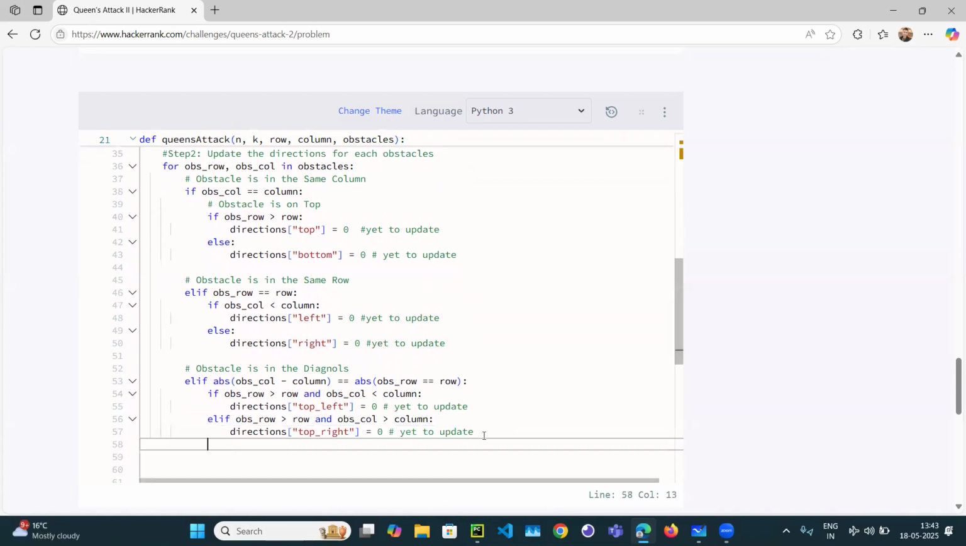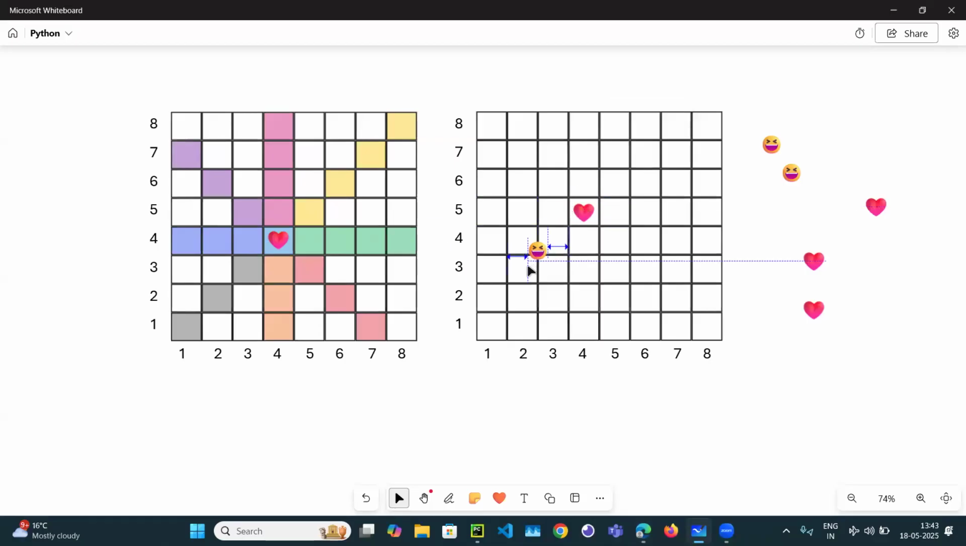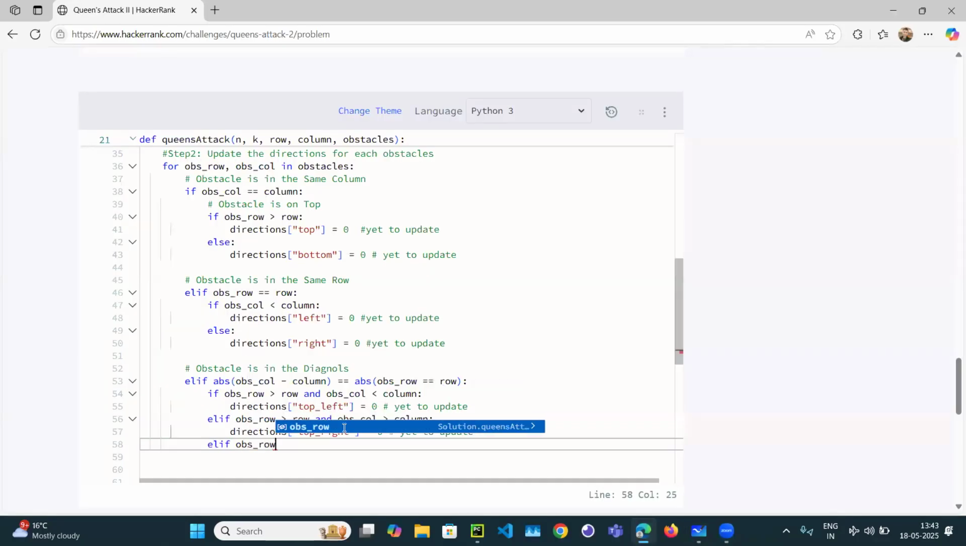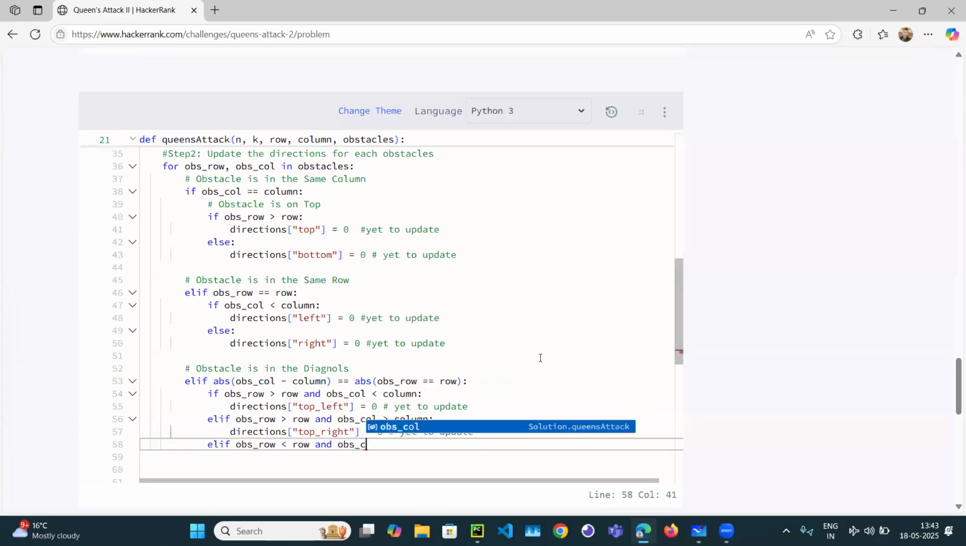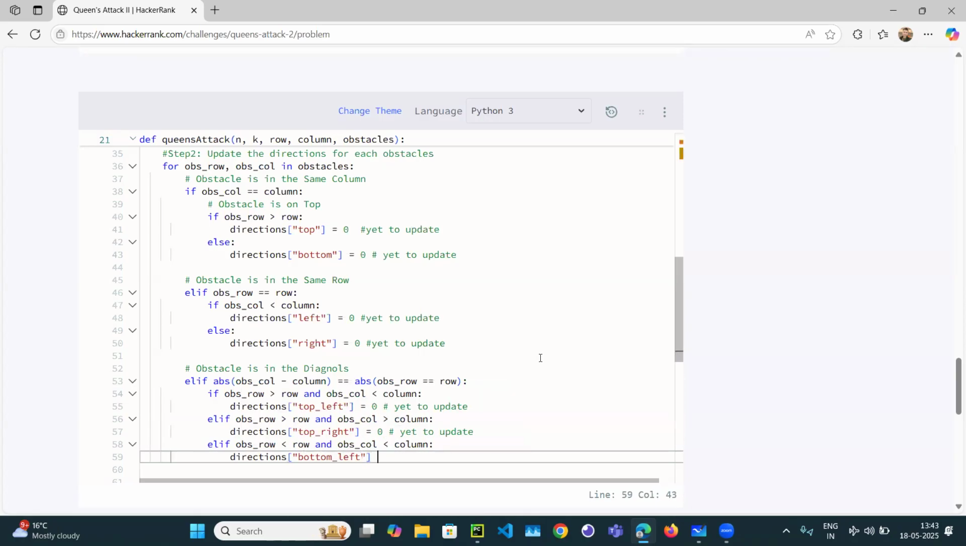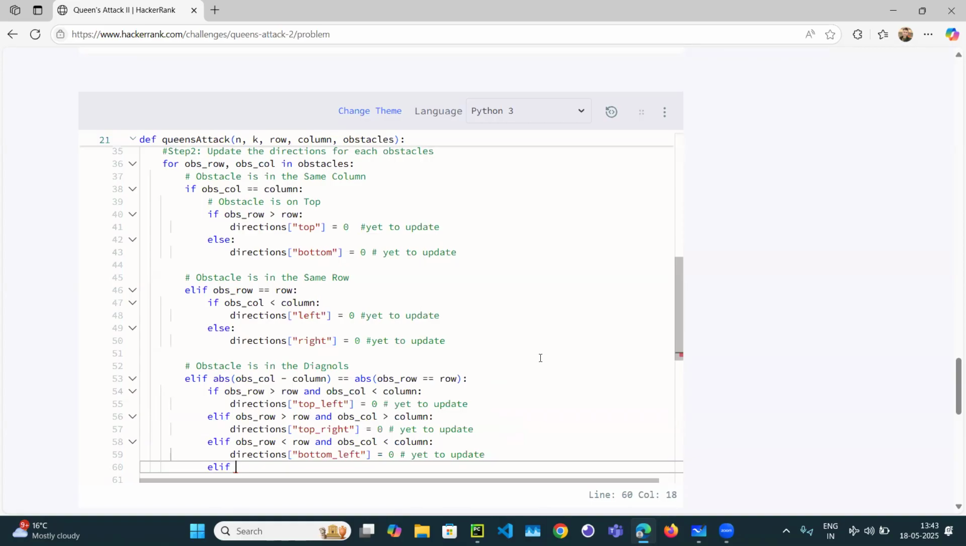Okay. Now obstacle can be here as well. How you know obstacle is on the bottom? How you know obstacle is in the bottom left? So the row should be less. So if obstacle row should be less than the queen's row, and column should be less as well, and obstacle column should be less than the queen's column, which means direction of bottom left needs to be updated, yet to update. All right, I'll leave.